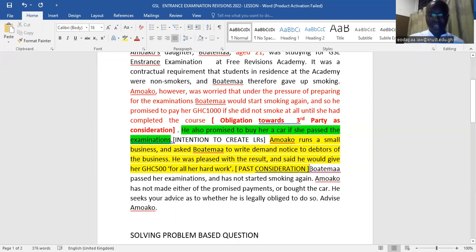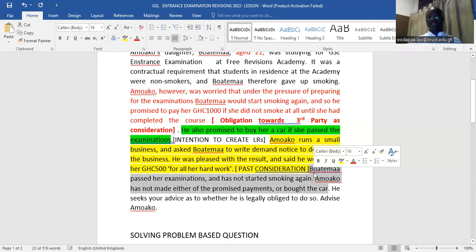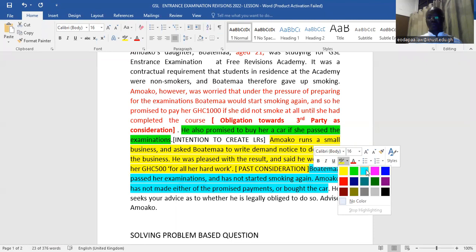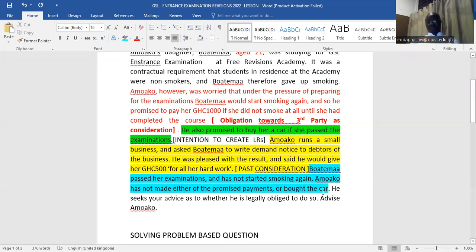Okay, Boatemaa passed the examination and has not started smoking again. Amoako. Now that sentence, does it raise any issue? Boatemaa passed the examination and has not started smoking again. Amoako has not made either of the promised payments or bought the car. Does that raise any issue?